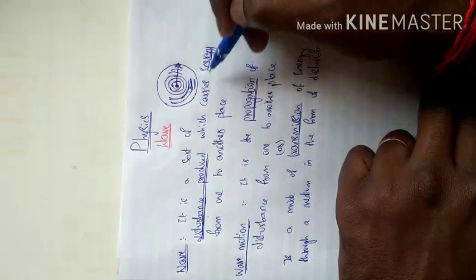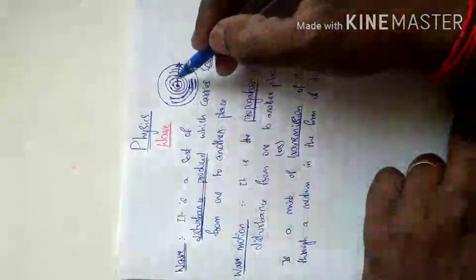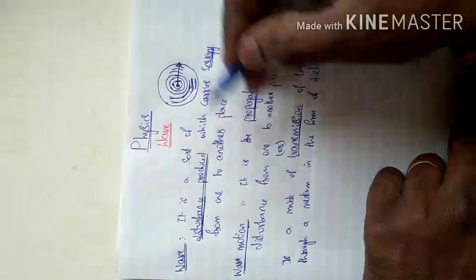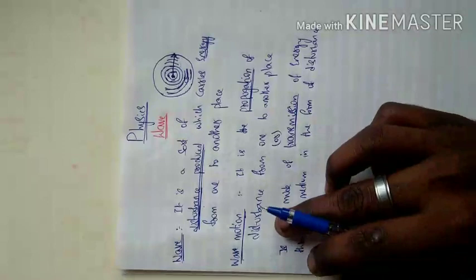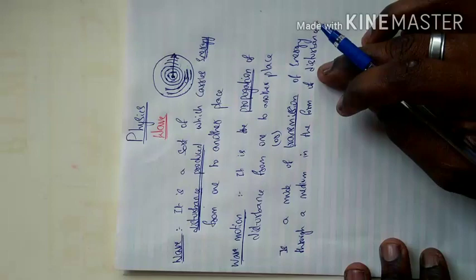But this is not restricted to a particular place. It starts to move from one point to another point. That means it is set in motion, so I can call that wave as being in motion. That's why I call it wave motion. It is the propagation of disturbance from one place to another place, or a mode of transmission of energy through a medium in the form of disturbance. A very important point I'd like to point out.